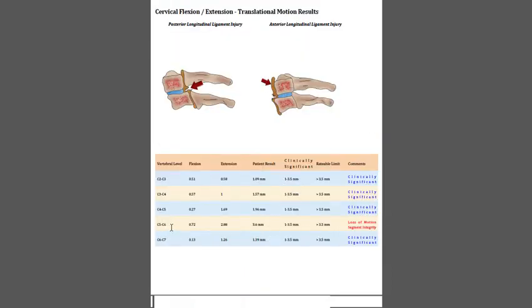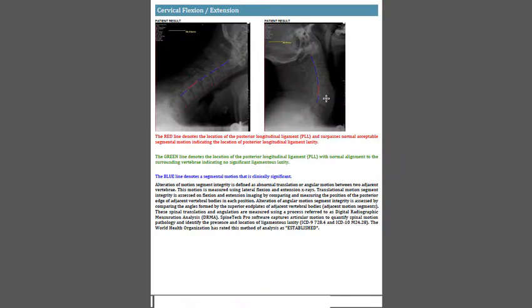At the C5, C6 level, we've got 3.6 millimeters of translation, and that's a loss of motion segment integrity. Now, the translation does not have to be anterior. It can also be a posterior translation, like you see right here. So in this case, what we have at the C5, 6 level is a posterior translation of C5 on C6.